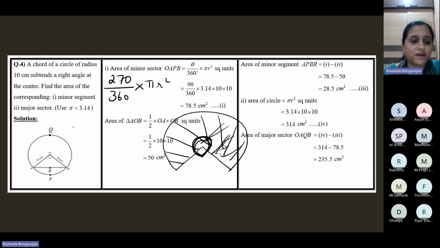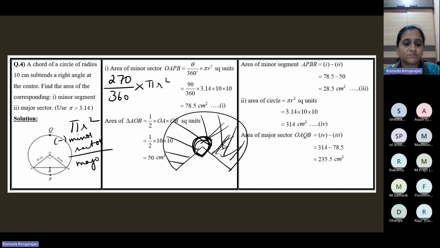Or you can also find pi r square, that is the area of the circle, and subtract the area of the minor sector. You will get the area of the major sector, because the minor sector and the major sector together form the area of the circle. So I think that's what I've done here. I found the area of the circle and then area of the circle minus the area of the minor sector.